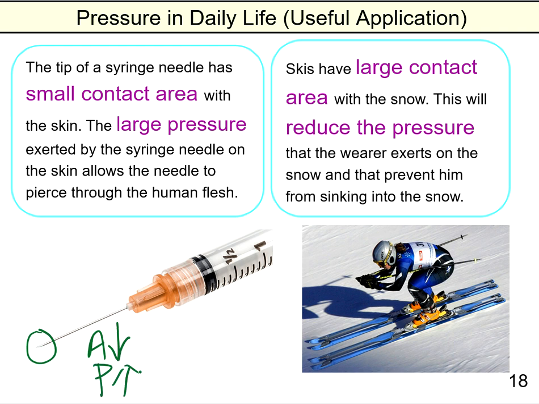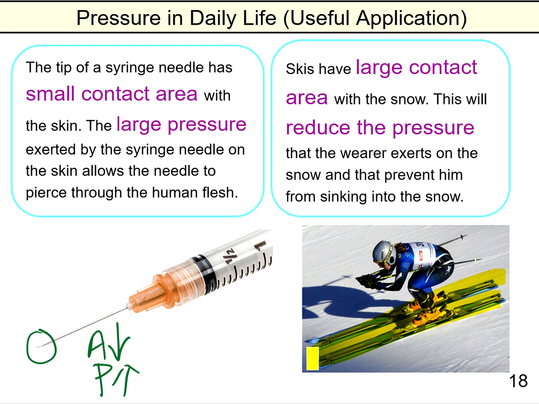But there are applications where the contact area is large. And this can be demonstrated with a pair of skis. Now, when people go skiing, they are moving on snow, and snow is very soft. So if the pressure that you apply on the snow is large, you end up sinking into the snow. So if you don't want to sink, you have to make sure you apply a smaller pressure.